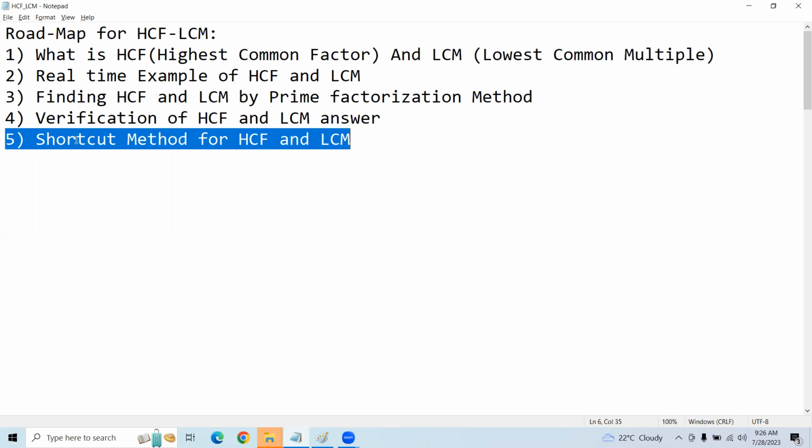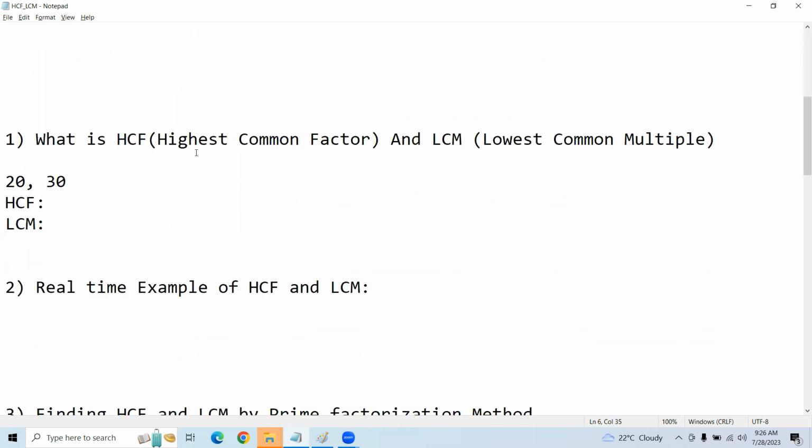So let's get started. What is HCF? That is highest common factor, and LCM, lowest common multiple. Whenever you are finding HCF or LCM, it won't be for just one number. It will be either for two numbers or more than two numbers. So let's look at the HCF, highest common factor.